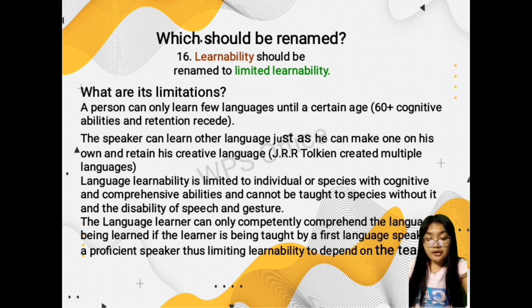So, J.R.R. Tolkien created multiple languages. Language learnability is limited to individuals or species with cognitive and comprehensive abilities, and cannot be taught to species without them, or with a disability of speech and gesture. Therefore, the language learner can only competently comprehend the language being learned if the learner is being taught by a first language speaker or a proficient speaker, thus limiting learnability to depend on the teacher.